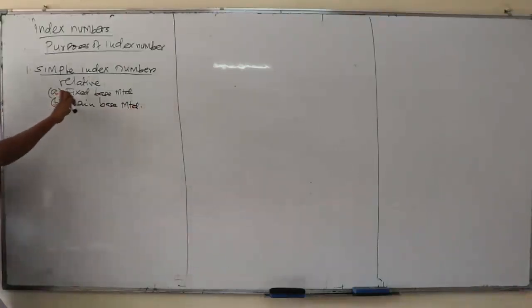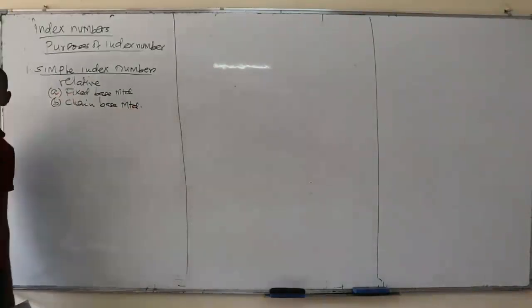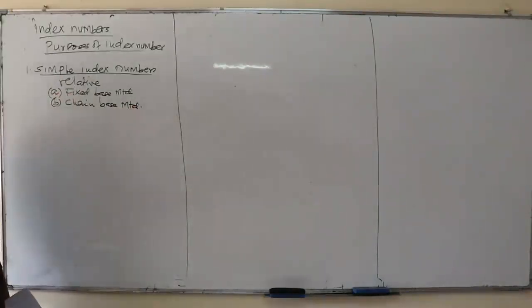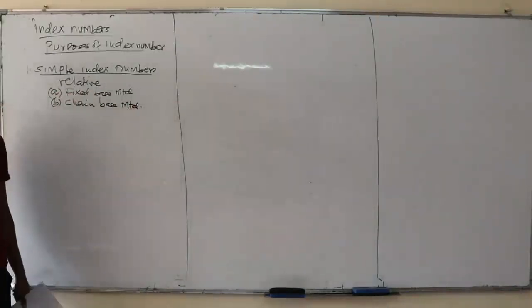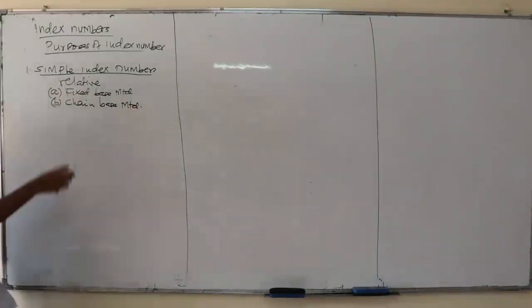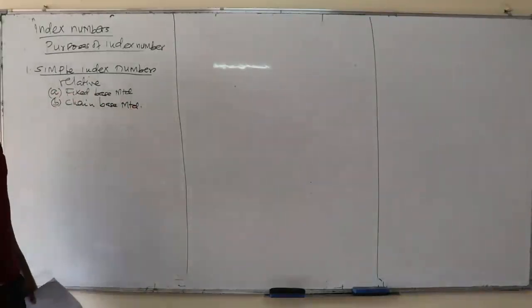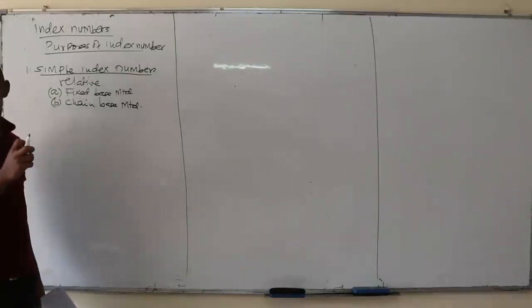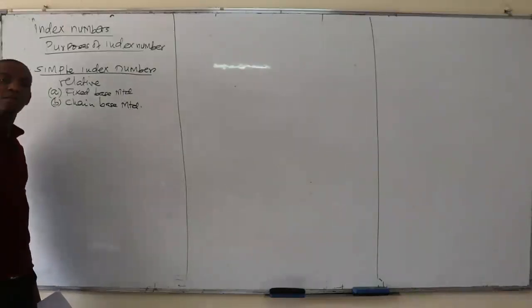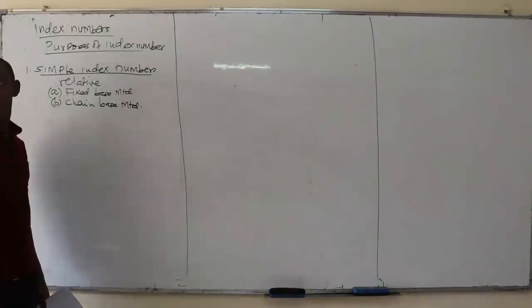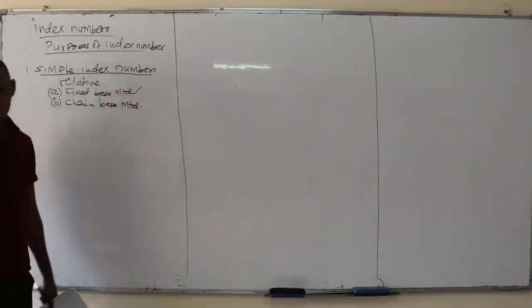Now, for number one, the fixed base method, this is whereby the base period is fixed, and that means we will depend on the prices that will be given, whether it's the prices of a given commodity. For the chain base, the previous year's prices are the ones that will now be determining the basis. Let's begin with the fixed base.